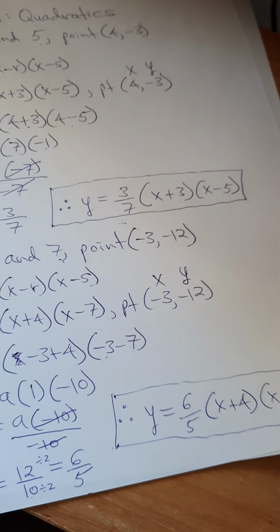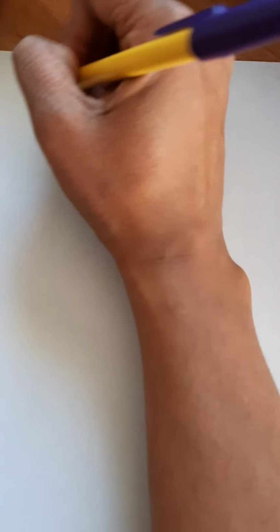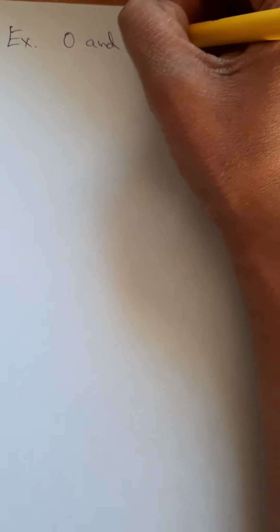And what we're going to do this time is use a fraction here. So this time the zeros are given as well. So I have 0 and negative 2 over 3. And I'm given my point here. The point is negative 1 and 5.